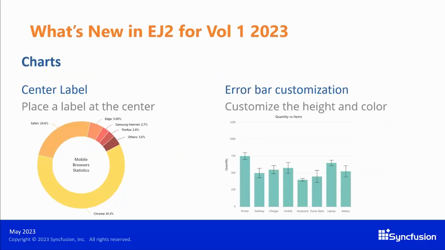And next to the charts component, now you can place the labels at the center for the pie chart and donut charts. So even if you hover over the pie slices, the label of that particular slice will also be displayed at the center of this chart. And you can even customize the height and color of the error bar. So you can see the error bars displayed here. Now you can customize the height and color of these error bars.